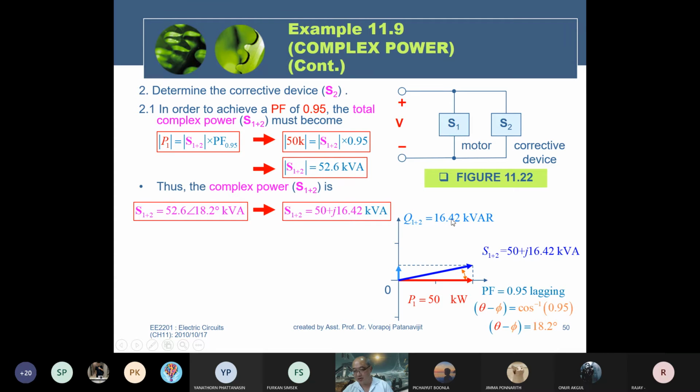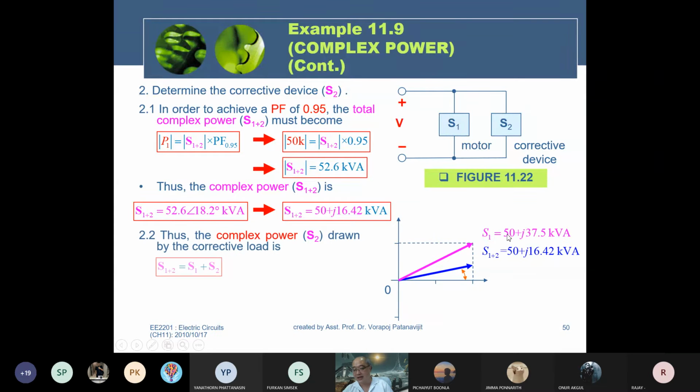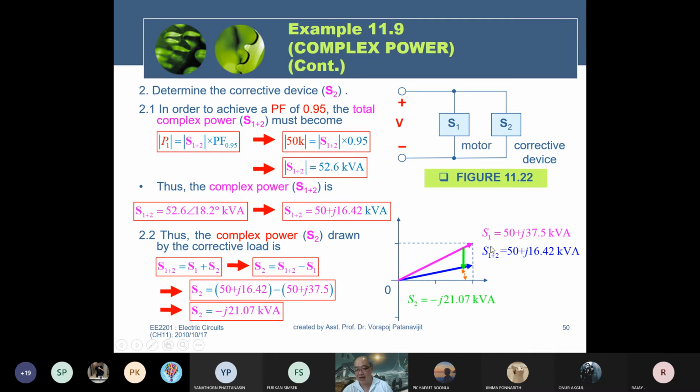16J is the new imaginary power, or the new reactive power that you absorb. The difference between the old reactive power and the new reactive power can be plotted in the slide here. You can see that the original reactive power consumed is 37.5, but the new reactive power is improved to be 16.4 kVA. Therefore, the difference between them, you must reduce the reactive power by minus 21J.